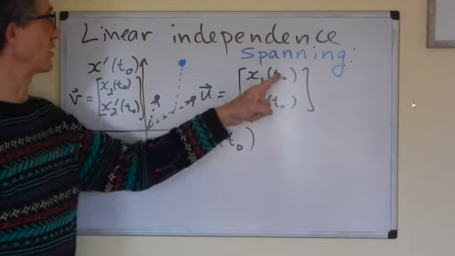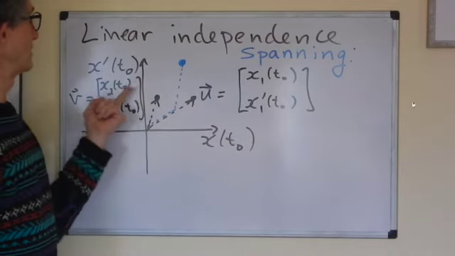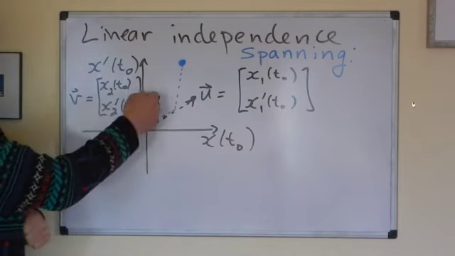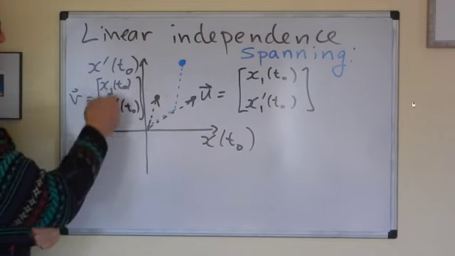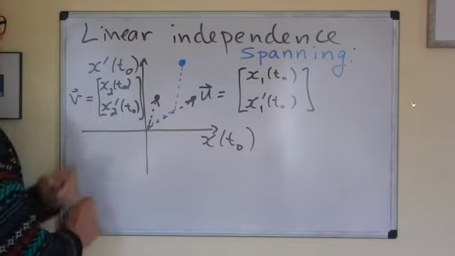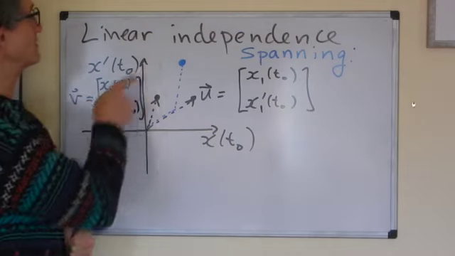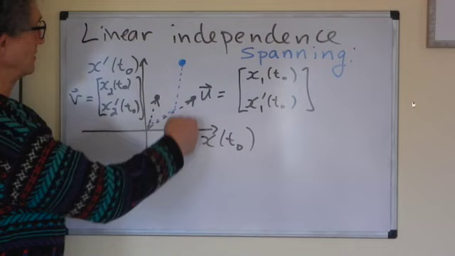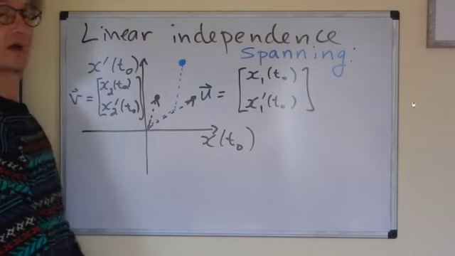Here is x1 at t0 and x1 prime at t0. That gives me a vector u. And here's x2 at t0 and x2 prime at t0, the vertical coordinate. That gives me a vector v corresponding to the initial conditions satisfied by x2. And so we're now thinking about some other initial condition. This blue point is some combination of x at time t0 and x prime at time t0.